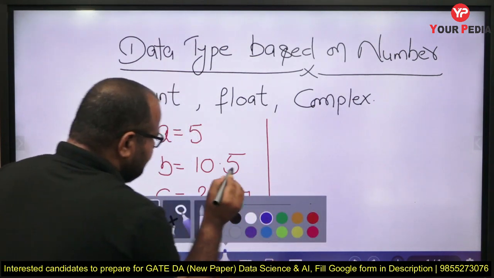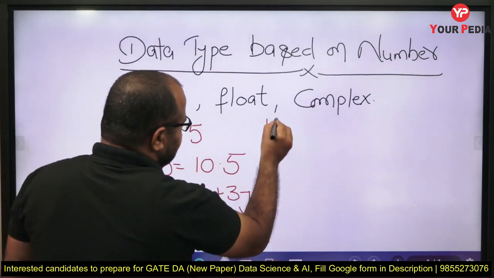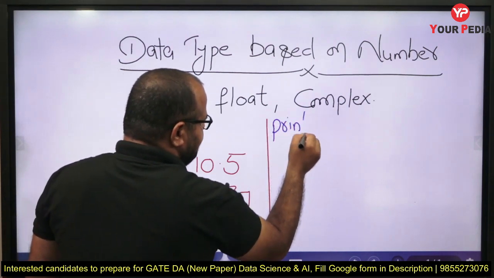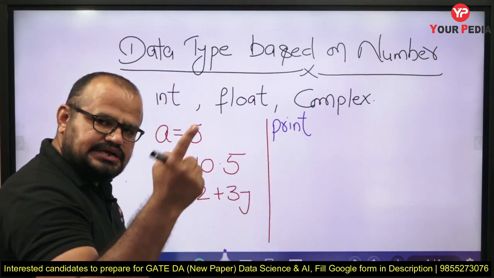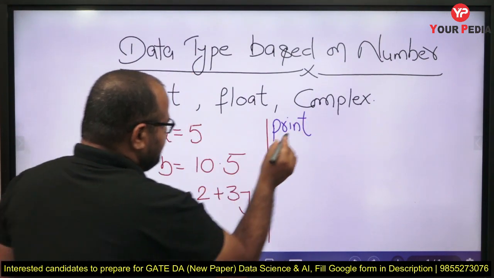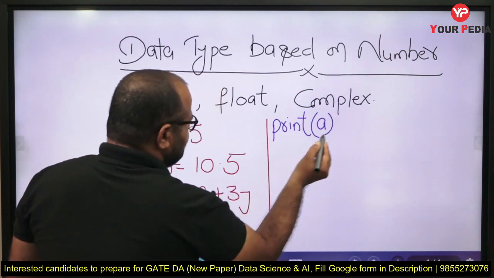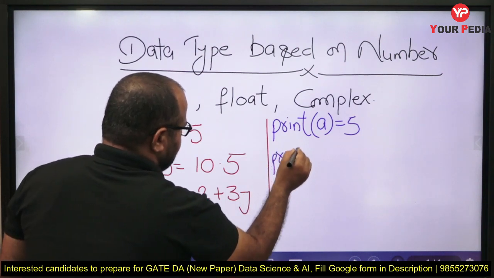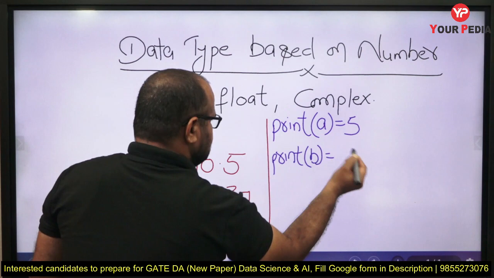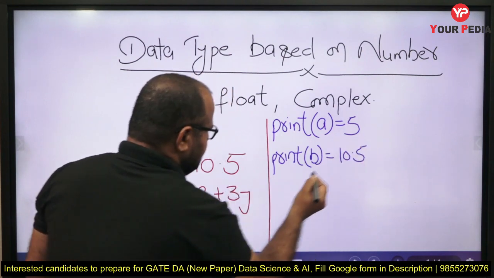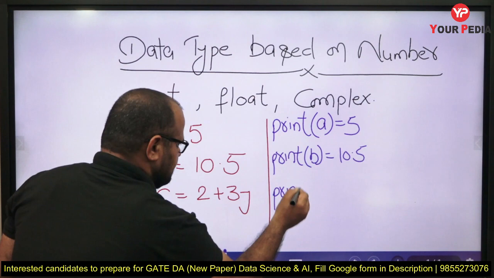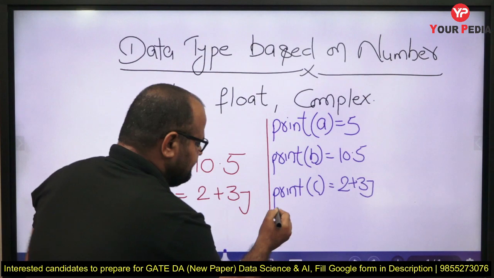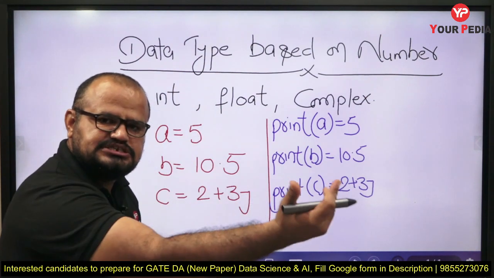See, my dear students, if you write print, where p is small p, not the capital P, keep in mind, because Python is a case sensitive language. Print a, what will be the output? 5. If you write print b, what will be the output? 10.5. And if you say print c, what will be the output? 2 plus 3j, where print is a built-in function whose task is to display the output.